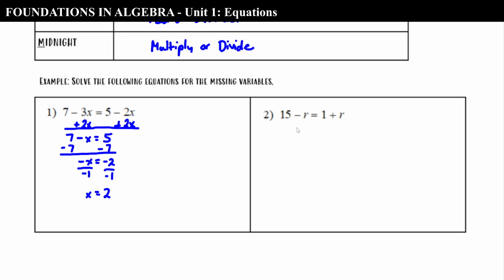All right, for the next one, we are going to subtract r from each side to get r on the left-hand side. So that's going to give us 15 minus 2r equals 1. And then we're going to subtract 15 from each side. And when we do that, we get negative 2r equals negative 14. And then we are going to divide each side by negative 2. And so r equals 7.